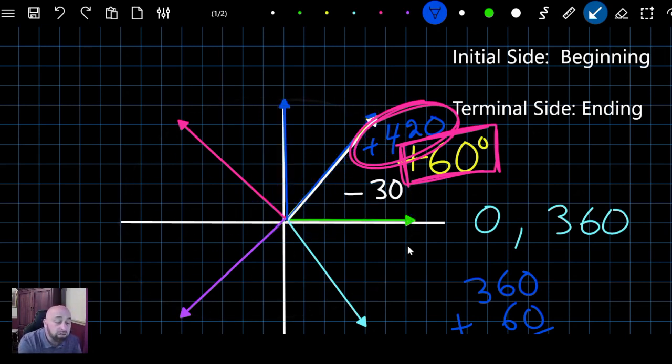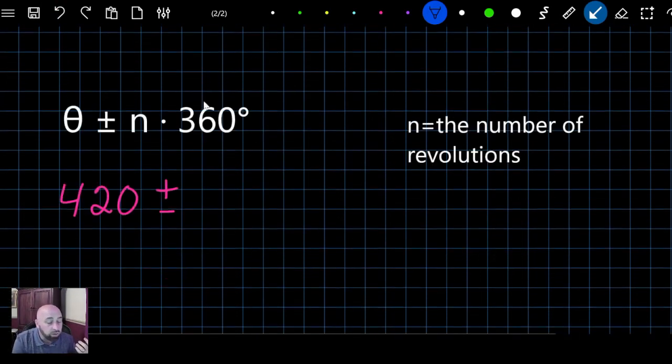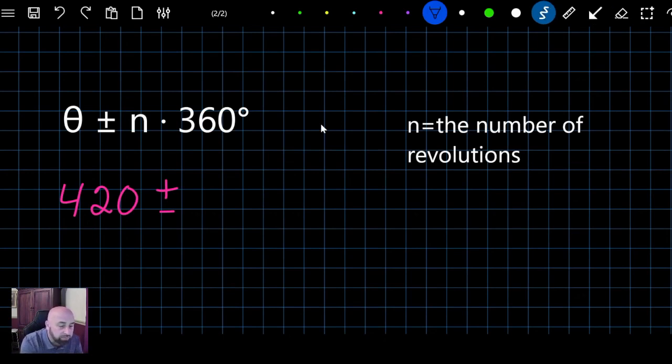So that was 1 time around the circle. Now, what if I did 2 times around the circle? Okay, well, that's something different. That's a different angle. So you'd have to add 360 twice. But for this one, we did it 1 time. So we're going to do 1 times 360. Okay, so 1 times 360 is 360.